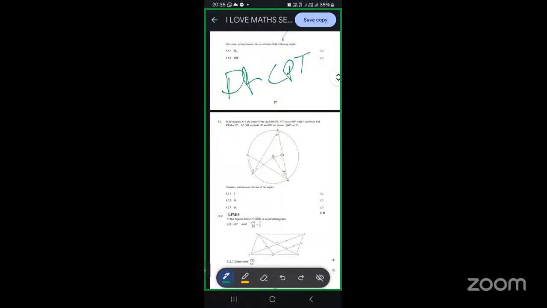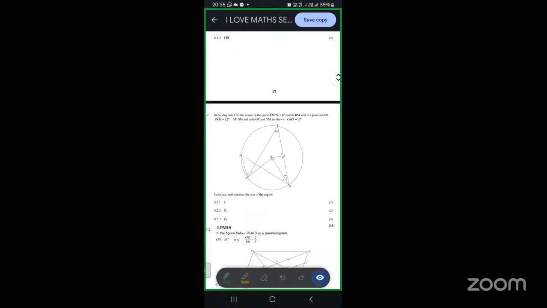Can you zoom in, sir? Okay, not a problem. Let me do so. Is it now okay? Should I zoom in again a little bit? It's fine, sir. All right.